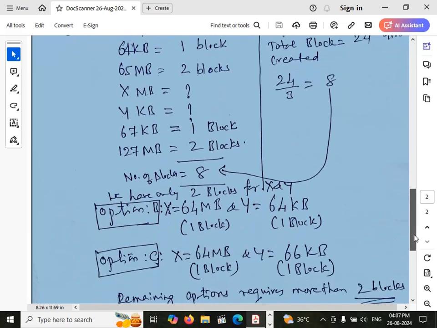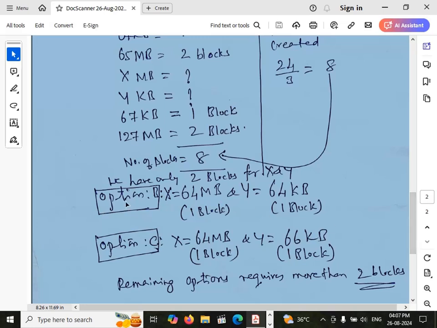Okay, so let us now see the options here. Option B, x equal to 64 MB, which requires 1 block. Y equal to 64 KB, that also requires 1 block. So these two satisfy 2 blocks. Therefore option B is correct.